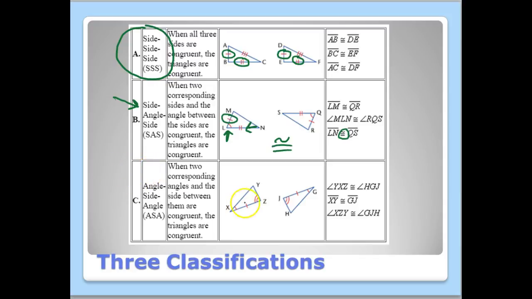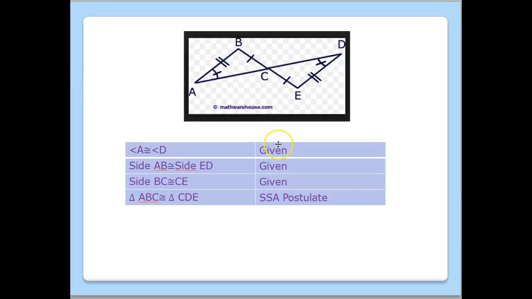Okay? And you can also have an angle, then a side, then another angle. That's another option. So you can have side, side, side, or side, angle, side, or angle, side, angle. Okay? Now, let's talk about how we prove this.